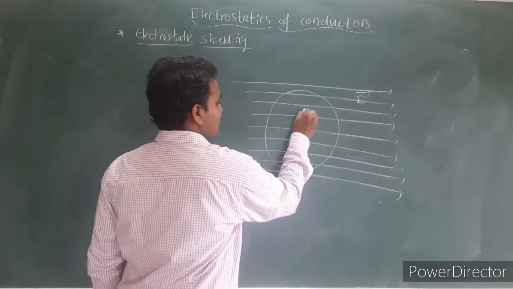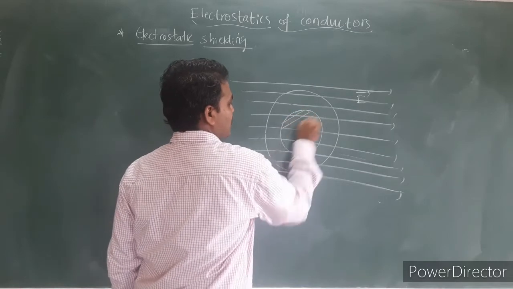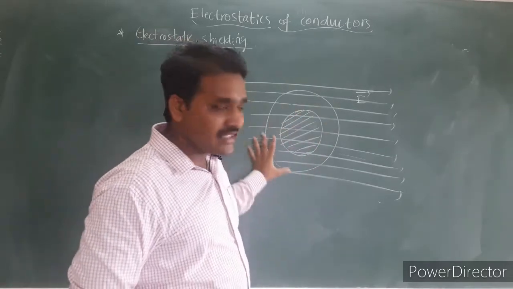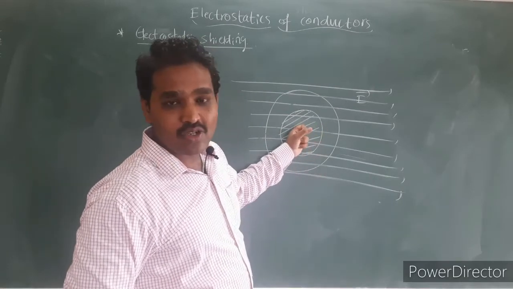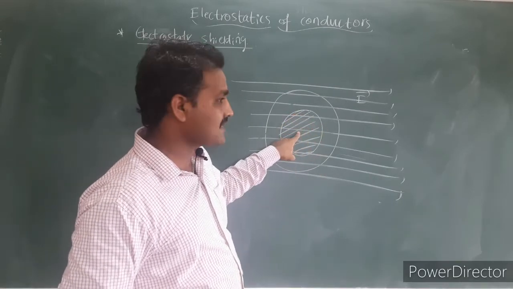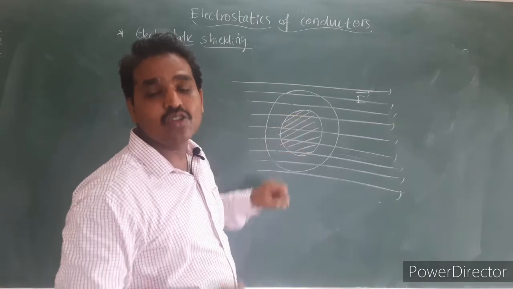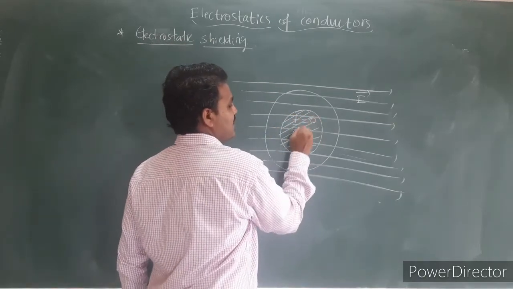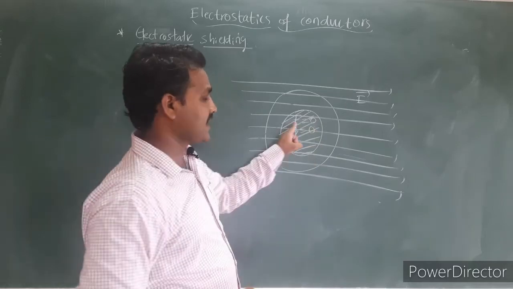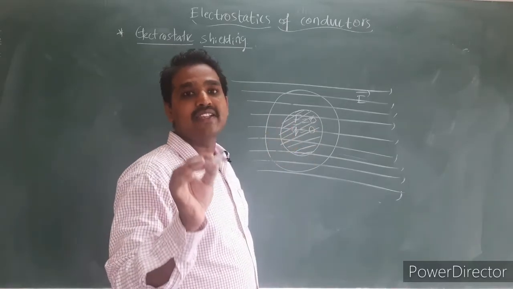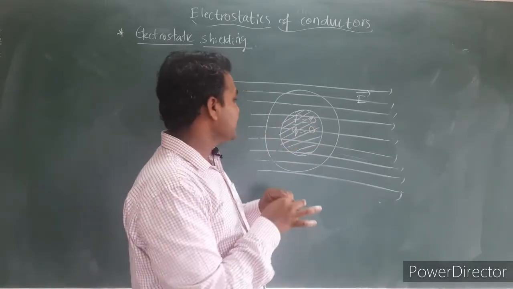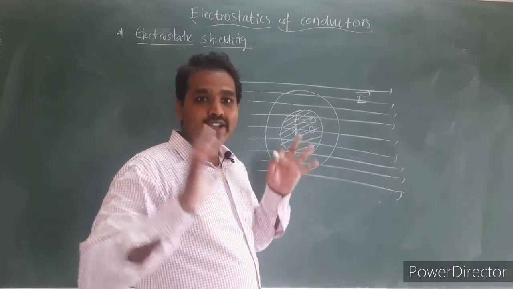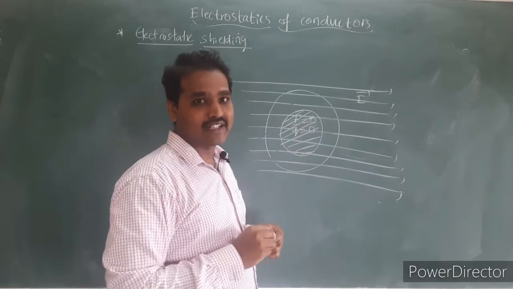What we do here, let us consider I have some cavity. If I have some cavity inside the conductor, throughout the inside of the conductor I have the electric field equal to 0. Hence within this cavity also we will have the electric field equal to 0. I don't have any charge here, I don't have any electric field here. If we place any sensitive instrument within this cavity, it can be protected from the strong electric field which is acting around that conductor.